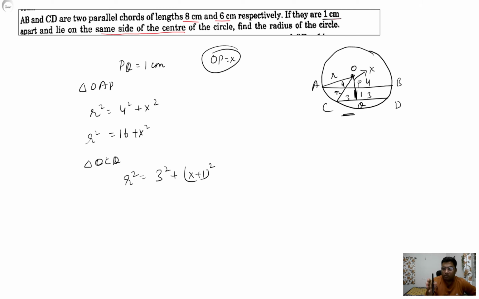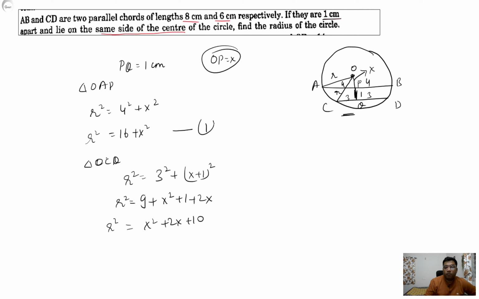That thing is not x square plus 1 square, it's x plus 1 whole square, and x plus 1 whole square is (a plus b) whole square. So it has to be expanded as per a square plus b square plus 2ab, the algebraic identity. Please remember that. Now let's solve this further. So we have r square is equal to 9 plus x square plus 1 plus 2x. That becomes x square plus 2x plus 10 is equal to r square.